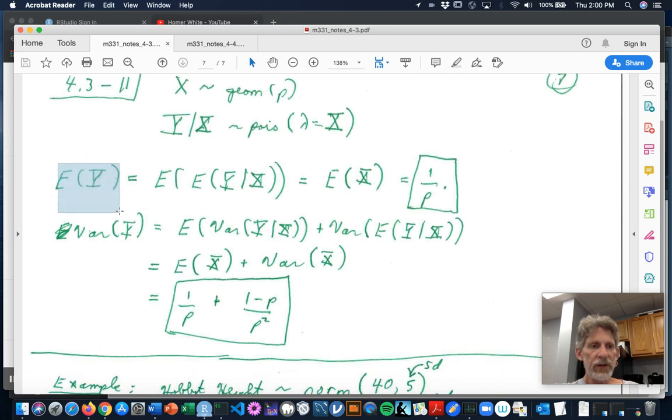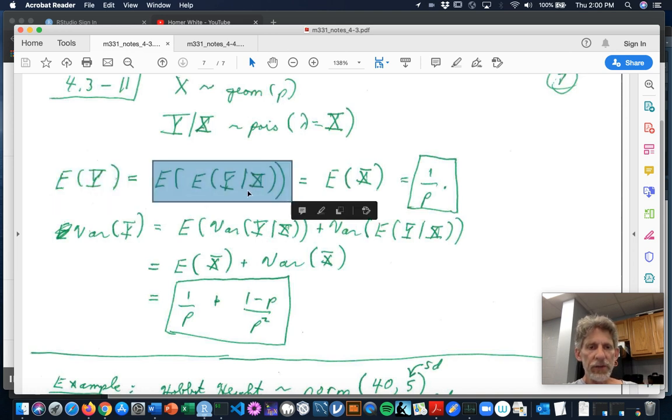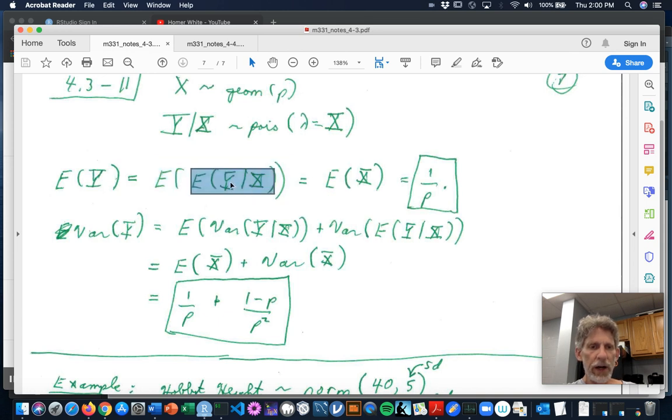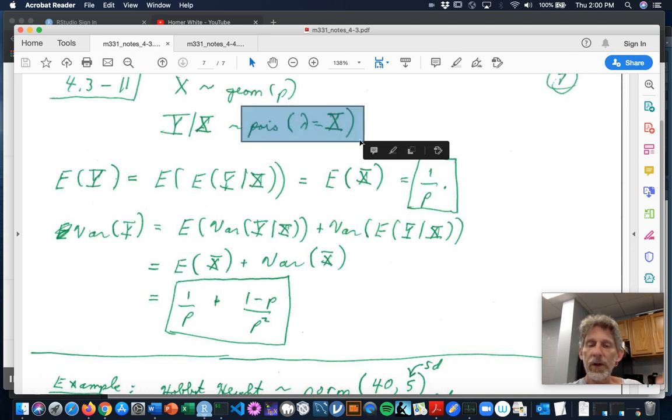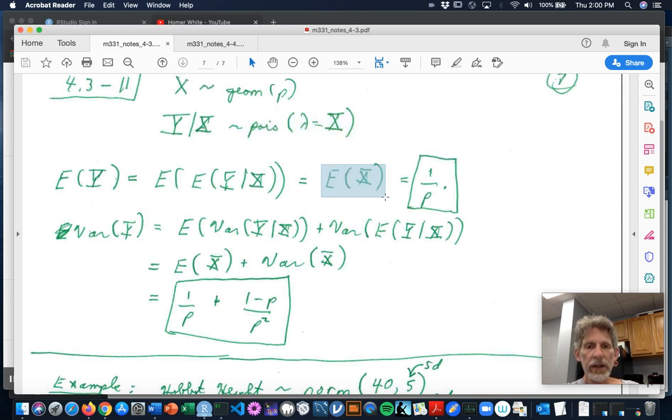So what's the expected value for Y? Using the conditional expectation formula, well, I look in here, and what's the expected value of Y given X? Well, it's the expected value of a Poisson where the lambda is X. But the expected value of a Poisson is the lambda. So really, that just comes down to the expected value of X. Well, X is geometric, and here's the formula for the expected value of a geometric.